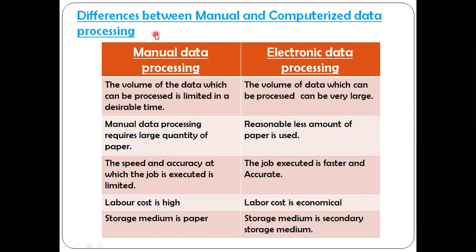What are all the things you are going to face in manual processing and what are all the things you are going to notice in electronic data processing. There are 2 columns. The first column, as you can see here, is manual data processing. The second column is electronic data processing. There are only 5 points on each side, so you need to be aware of these 5 points.